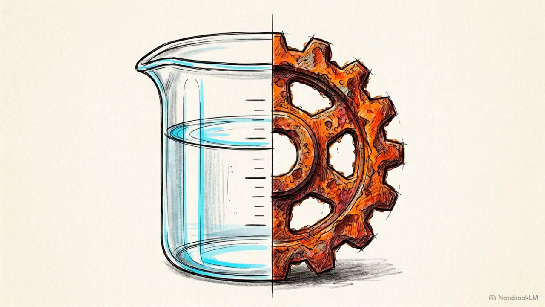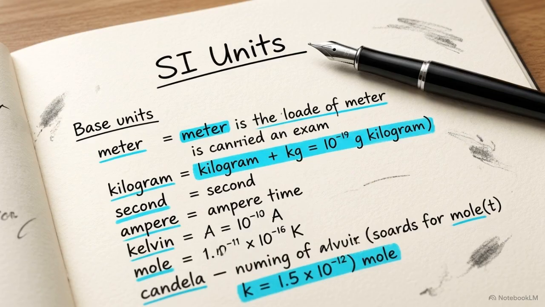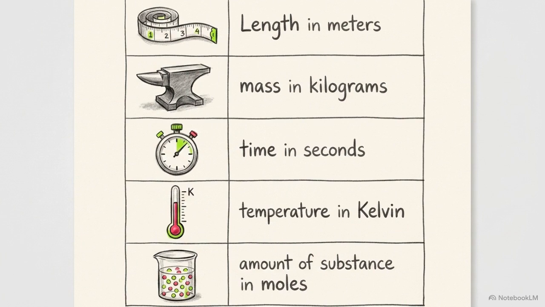Distinguishing between a change in appearance and a change in identity ensures you are only applying chemical logic to actual chemical reactions. In Quadrant 2, we establish the metric foundation. List these 5 critical SI units: length in meters, mass in kilograms, time in seconds, temperature in Kelvin, and the amount of substance in moles.